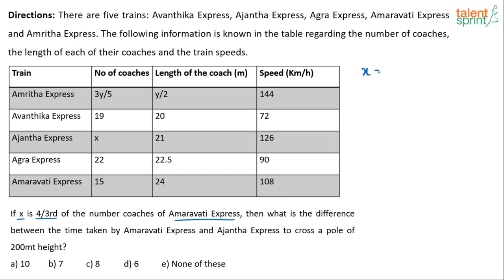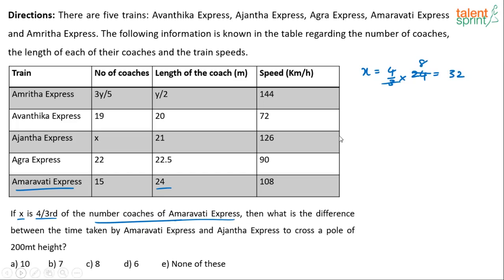So what will be the value of X? 4/3 into number of coaches of Amravati Express. Number of coaches of Amravati Express is 24. 4/3 of 24. 4/3 of 24 is how much? 32, right? This goes 8 times. So 32. So we know that X is equal to 32.